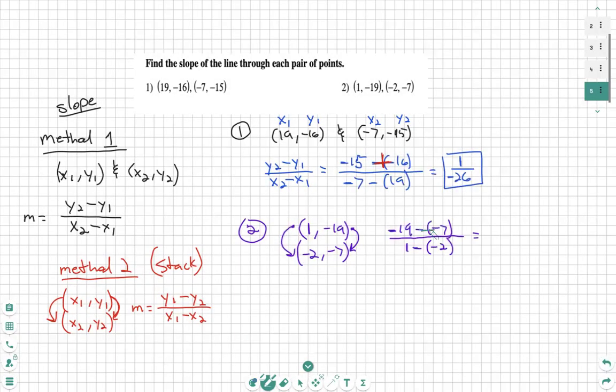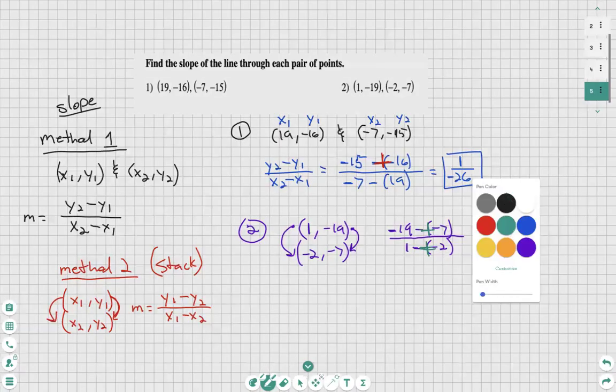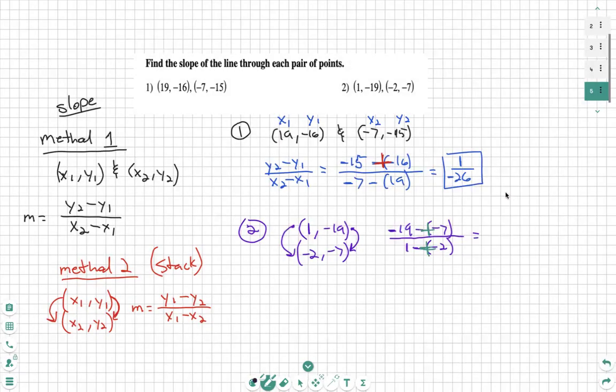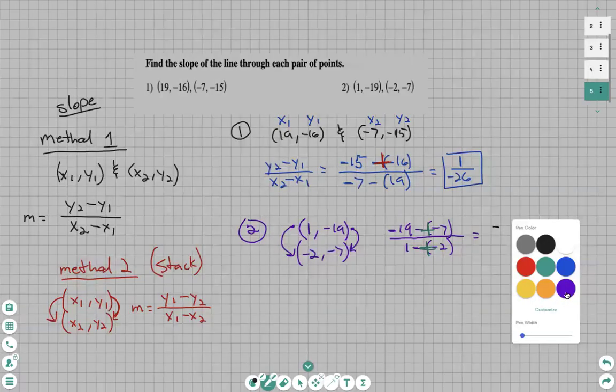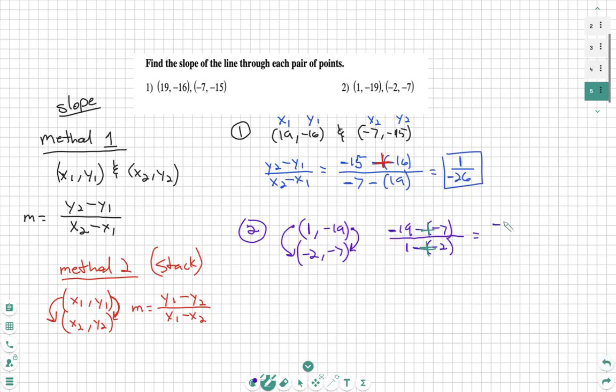For example, here and here, we have -19 plus 7, so -12. Oh, let's keep that in purple, sorry. -12. And then we have 1 plus 2 on the bottom for 3. And we can simplify this further by saying -12 divided by 3 is equal to -4. And thus our slope is -4, or -4 over 1. And that is how you solve the slope given 2 points.